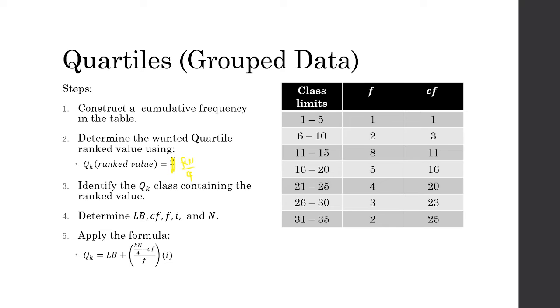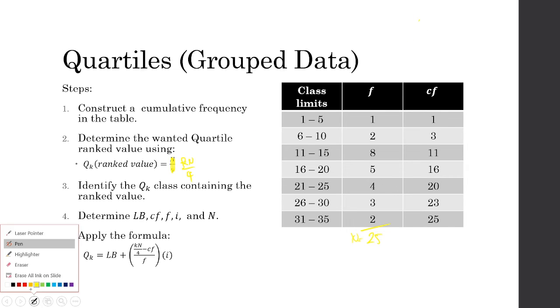Then you just need to identify the quartile class containing the rank value, then determine the LB, the CF, the frequency of your quartile class, your class interval, and the n. Okay? Tapos i-apply lang natin yung formula. So unahin na natin yung sa F dahil ang CF natin, na-construct na yung CF. So mas madali na to. So we have there 25 yung ating N. Okay? Since 25 yung N natin, say we need to compute for the first quartile.